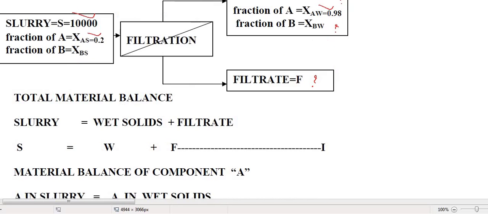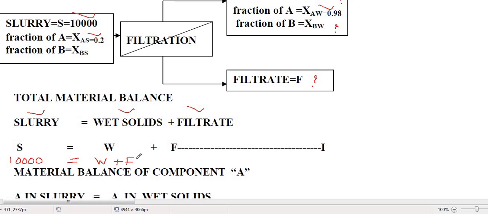Same equation I have written here. First, the material balance equation: slurry is equal to wet solid plus filtrate. Slurry given is 10,000, which is equal to W, not given, and F, also not given. So you get this equation: 10,000 is equal to W plus F.